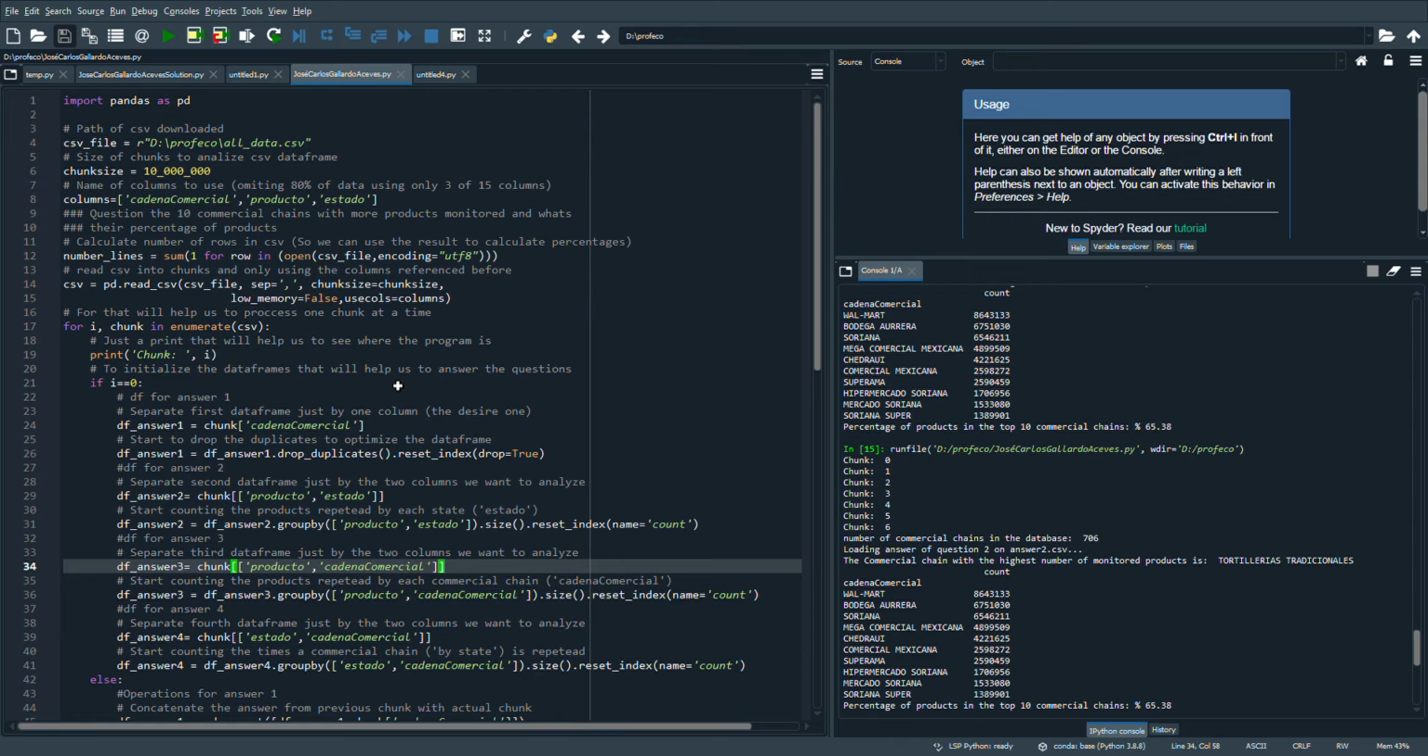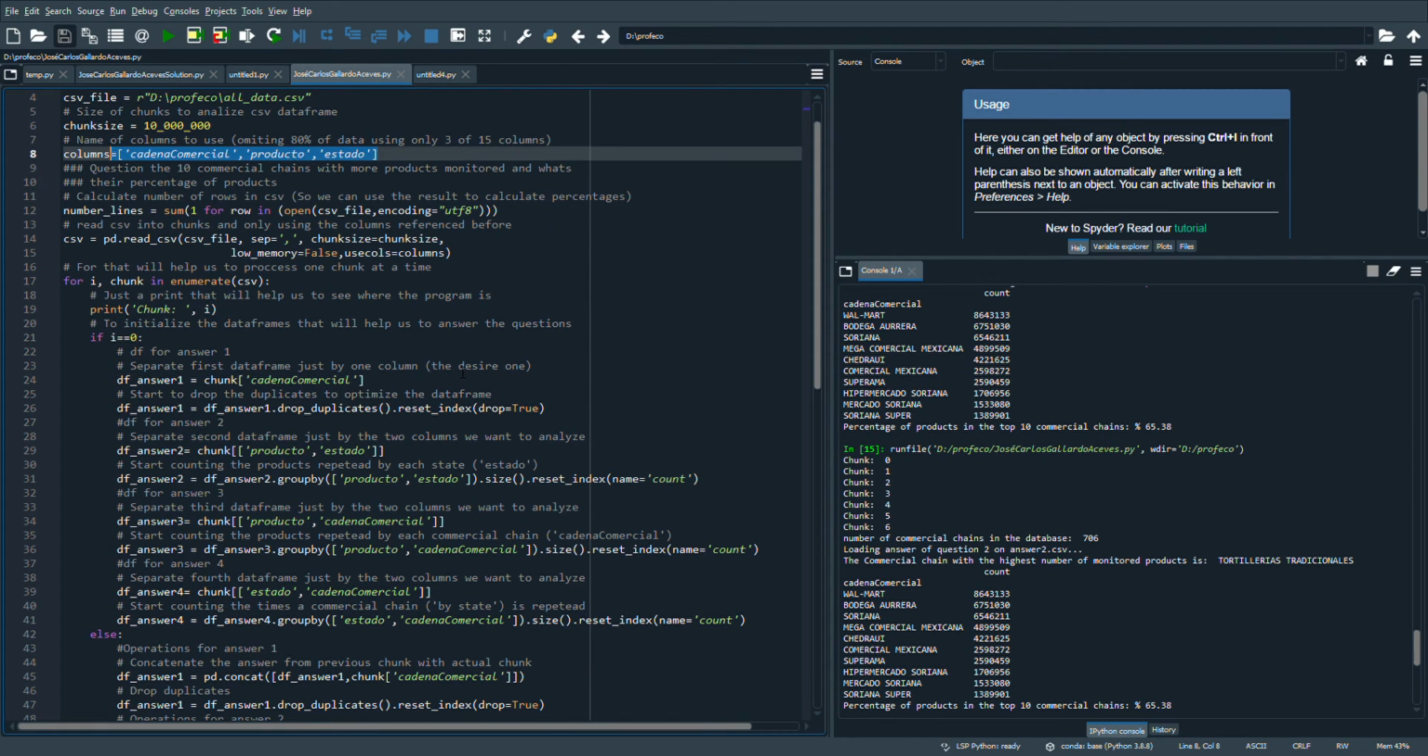So first of all, I realized that in the three questions I need to answer, I didn't need all the columns. So my first approach was, of course, defining the path where the data is, define a chunk size, of course, to create an iterative chunk so I can solve the problem, and then just choose the columns I needed to solve the questions.